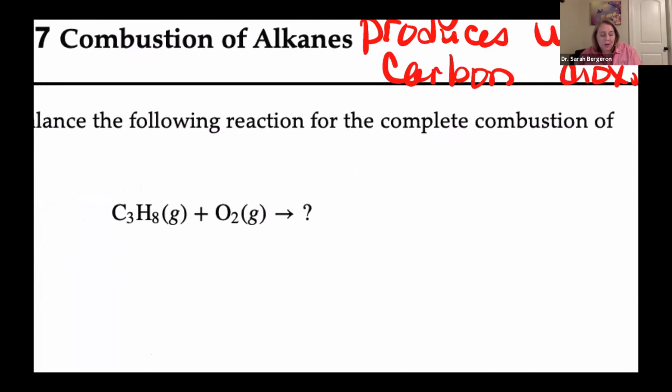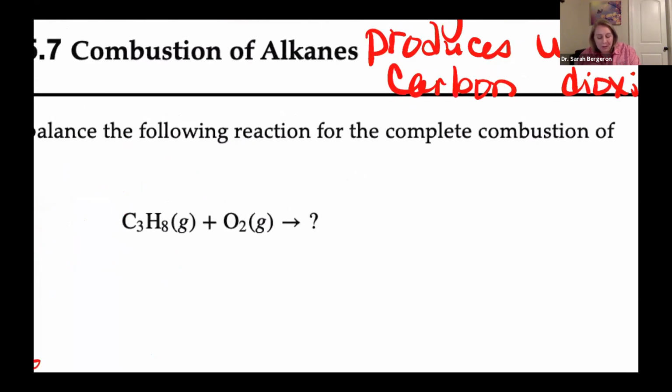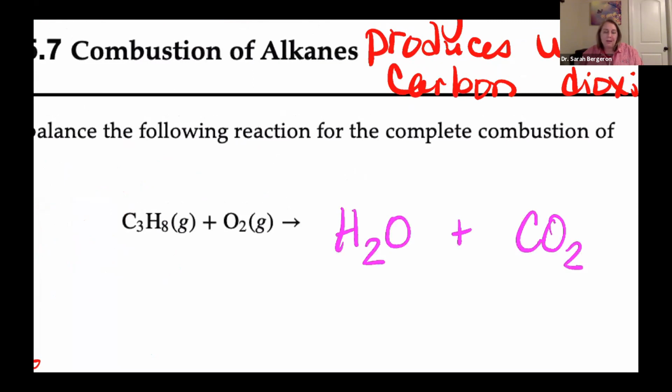So I'm going to get rid of my question mark there. There we go. Okay. So I know this is a combustion reaction. I know I'm going to produce water and I'm going to produce carbon dioxide. Okay. So I need to look at my carbons first. I have 3 carbons on this side and none on this side. So I'm going to put a 3 in front of my carbon. Let me do that in a different color so it's easier to see. So that looks great. My carbons are balanced.